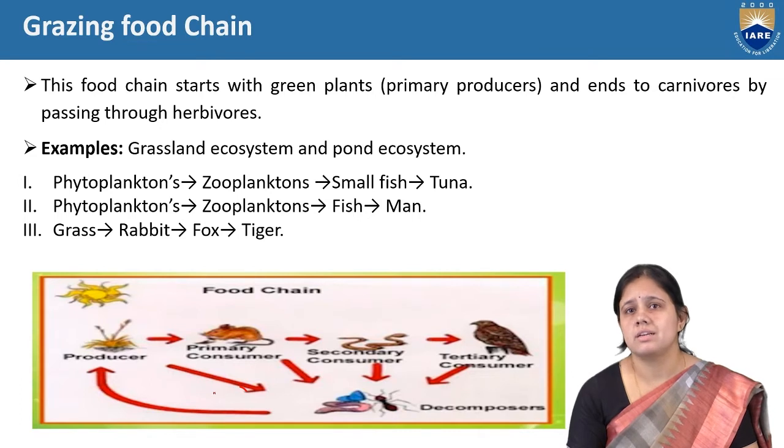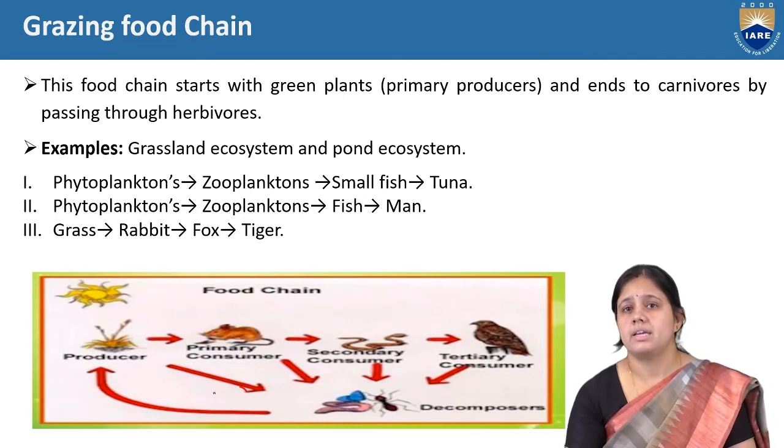Now come to the grassland ecosystem. In a grassland ecosystem, first is grass, a green plant that will make food from sunlight with the help of sunlight, and it will provide this energy to the next trophic level, that is the rabbit. And the rabbit is eaten by the fox. The fox is eaten by the tiger. The tiger is the top predator in this grassland ecosystem.